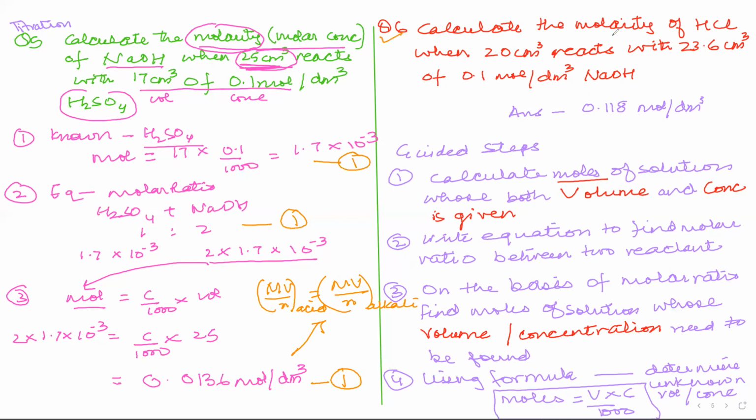Now here I have given you another question. Try out this question. The answer for this question is mentioned here on the slide, is 0.118 moles per dm cube. Read the question, comprehend the question, and here are the guided steps which are mentioned, right? Take a minute, read the question, and see, are you getting the right answer or not? Try it out both the ways, using the formula and using the 3-step method, which will be incorporated in the paper 2. That's all for the moles in solution.